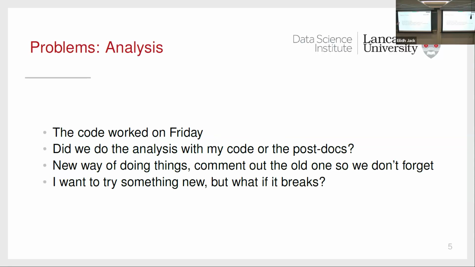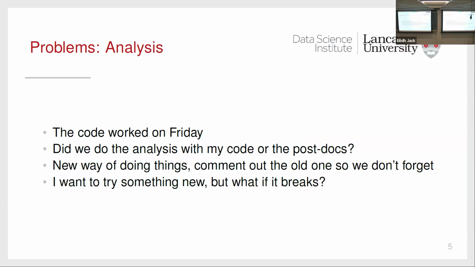And then you move to the analysis. This is the more common one I find. The code worked on Friday. Now that one seems to be a universal one. Something worked on Friday. You made the mistake of changing it after lunch on Friday. It doesn't work on Monday. Well, you know, what did you change? Why is it not working anymore? How can you undo that problem?